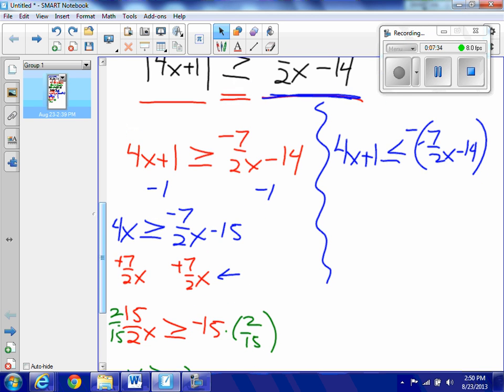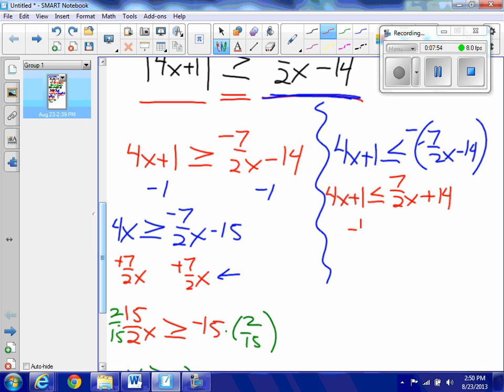Let's go to the other side now. So I have 4x plus 1 is less than or equal to, and I'm going to distribute my negative sign. So that gives me 7/2 x plus 14. I think we'll subtract 1 from both sides. So I have 4x is less than or equal to 7/2 x plus 13.